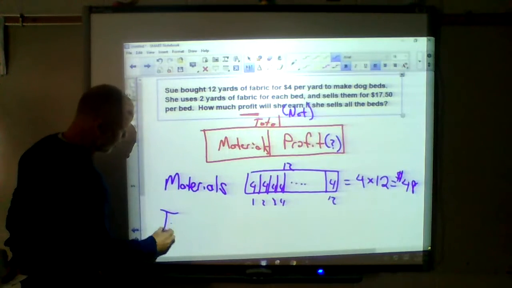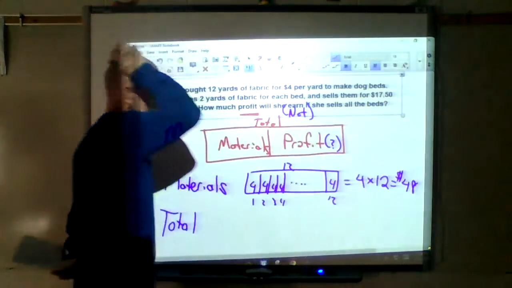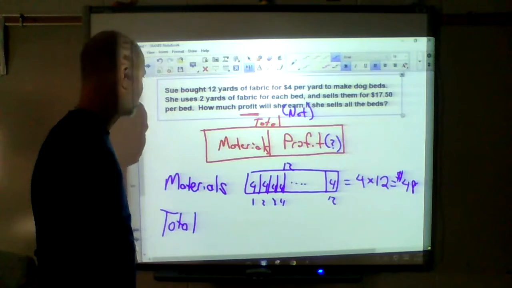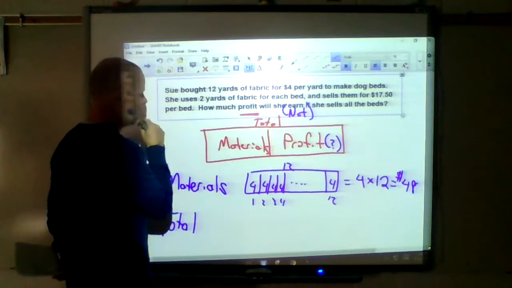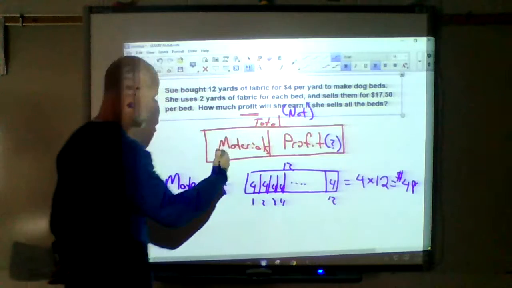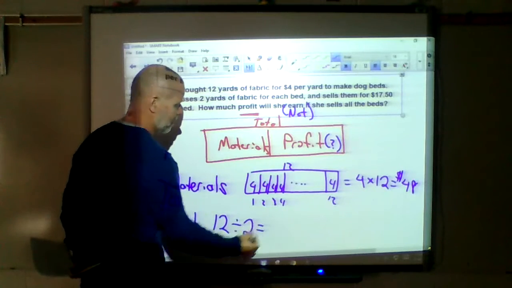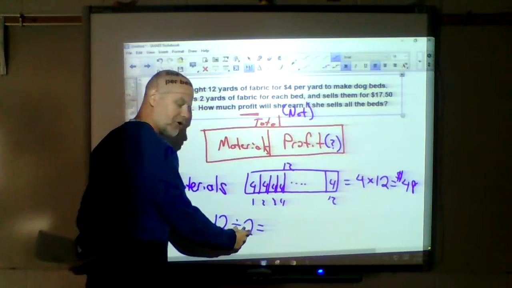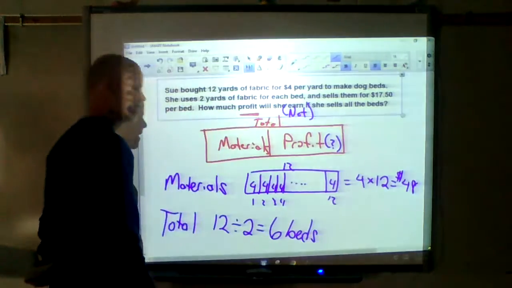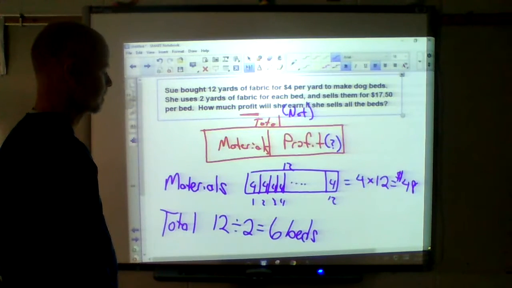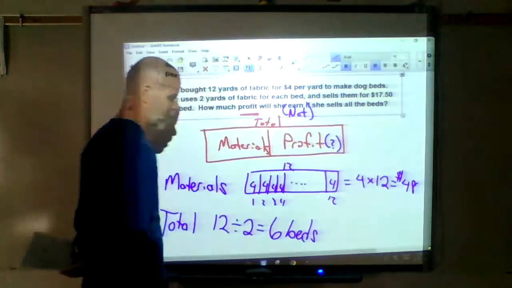Okay. The total. For each bed, she sells them for $17.50. We need to figure out how many beds did she sell. Well, if she used 2 yards of fabric for each bed and she had a total of 12 yards of fabric, how many beds can she make out of 12 yards? Yeah, 12 divided by 2, right? 12 yards total, 2 yards per bed, that leaves me a total of 6 beds, right? 6 beds. So to find the total, I need the 6 beds times the cost per bed, right?